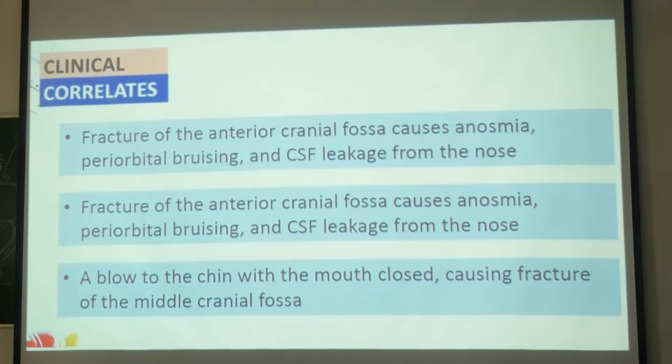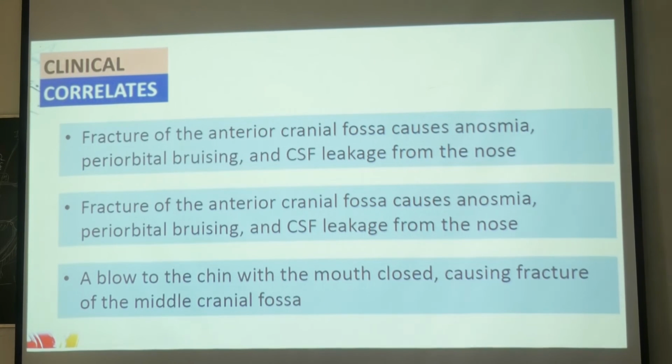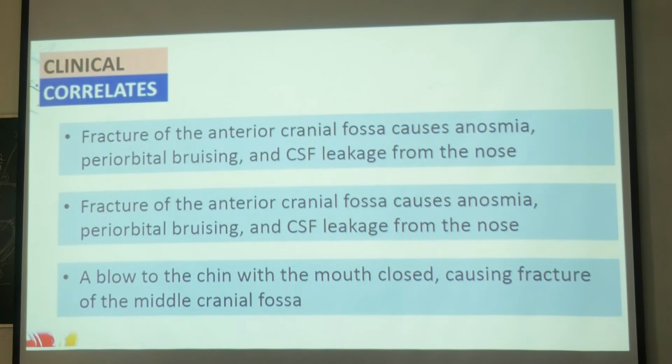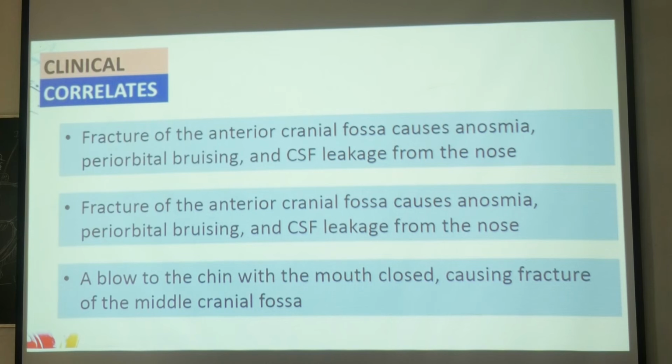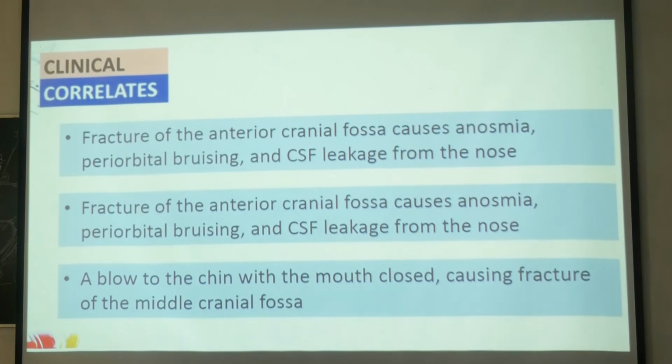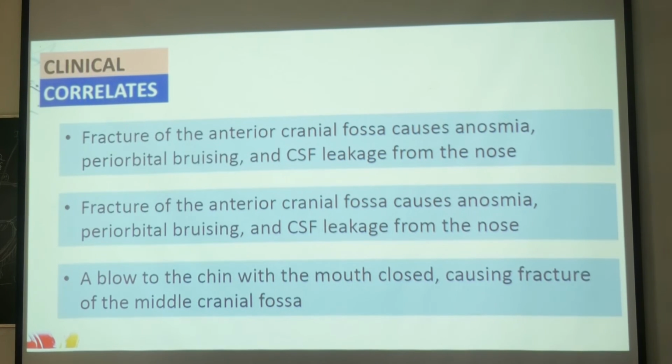There is a high chance of retrograde infection from the nose to the cranial cavity. There is a high chance of meningitis. Infection is passed through the cribriform plate into the meninges.